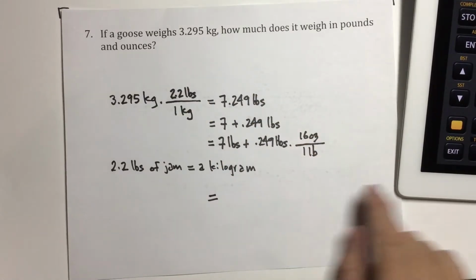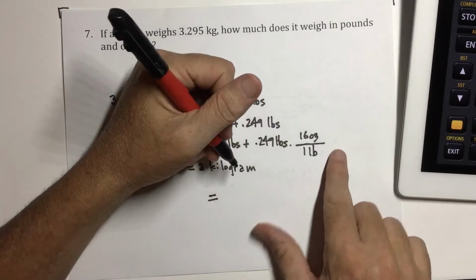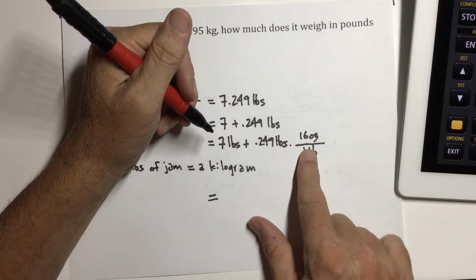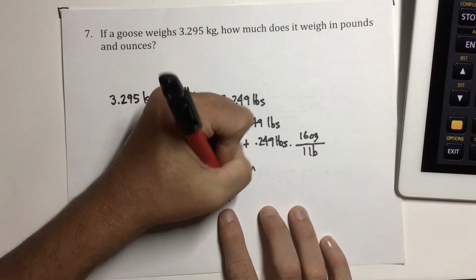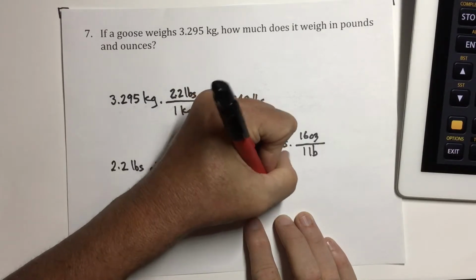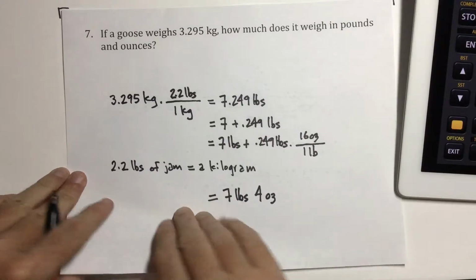So 16 times 0.249 is 3.984. And I'm just going to round that to 4. So 7 pounds, 4 ounces. Wonderful.